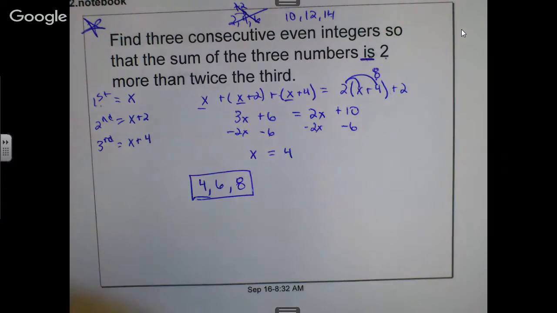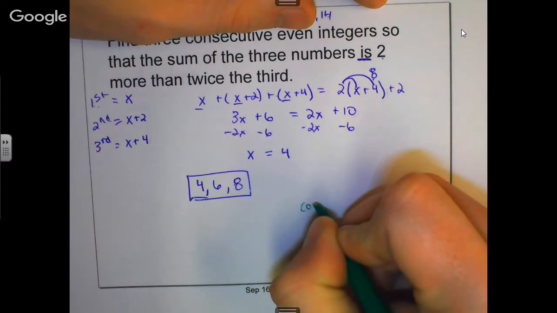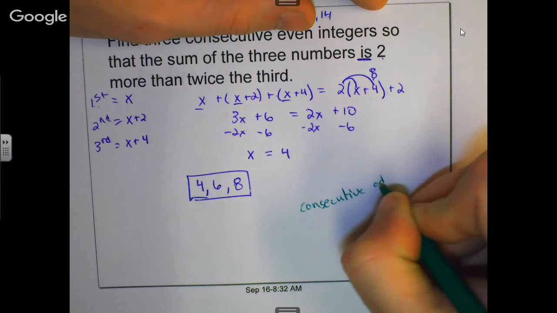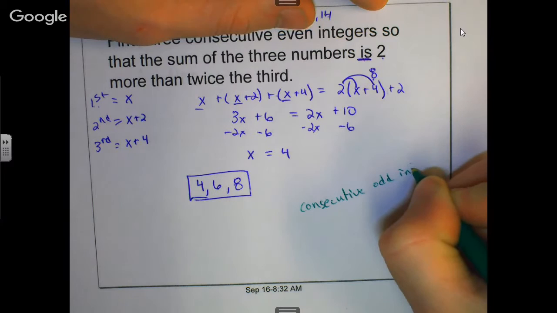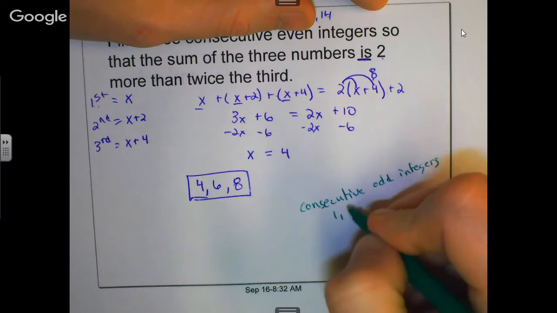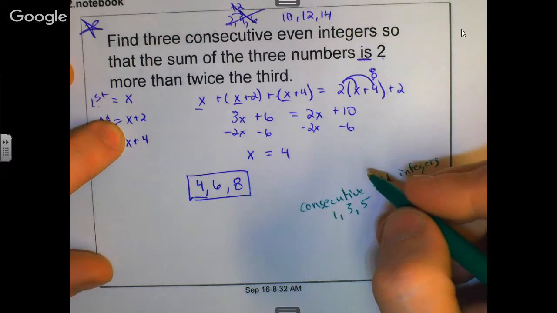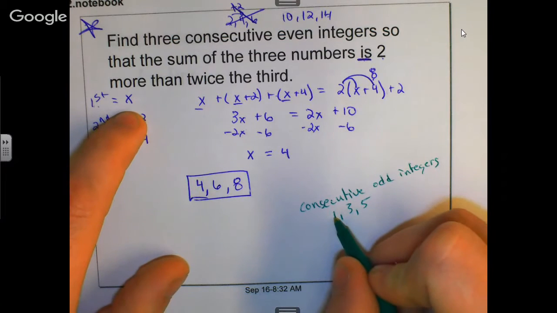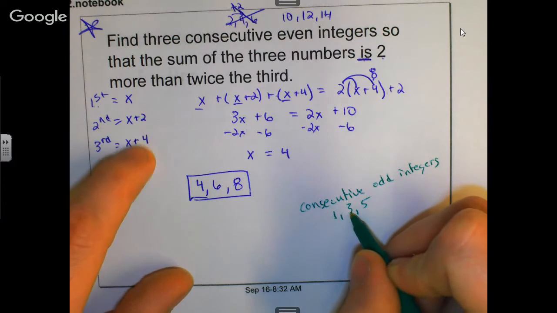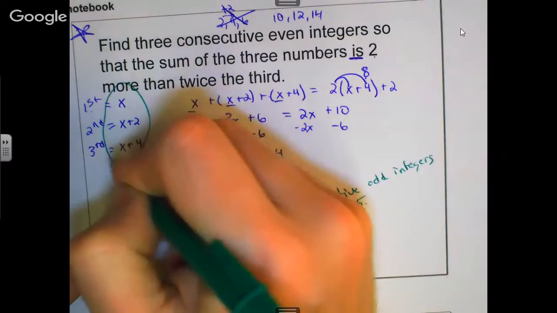If we say consecutive odd integers, okay, like 1, 3, 5. Are these going to change from my first, second, and third? No, because if this is x, I add 2 to get 3, and I added 4 to get 5. So I'm still using these right here.